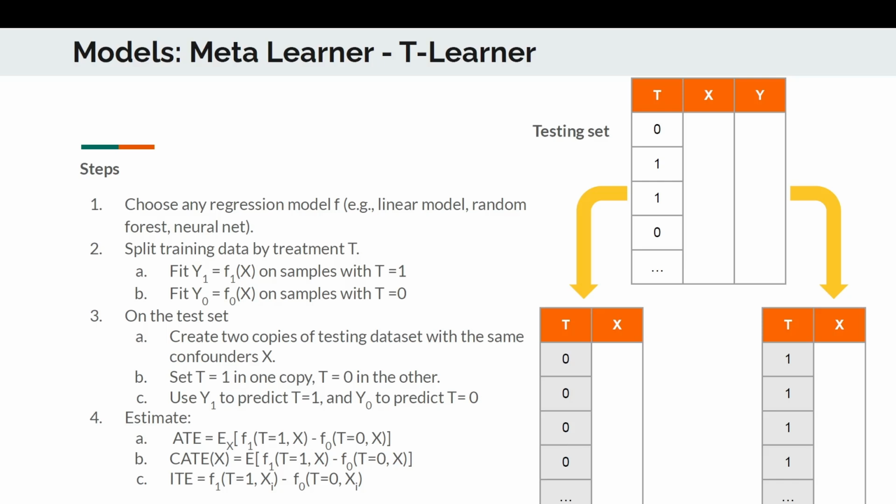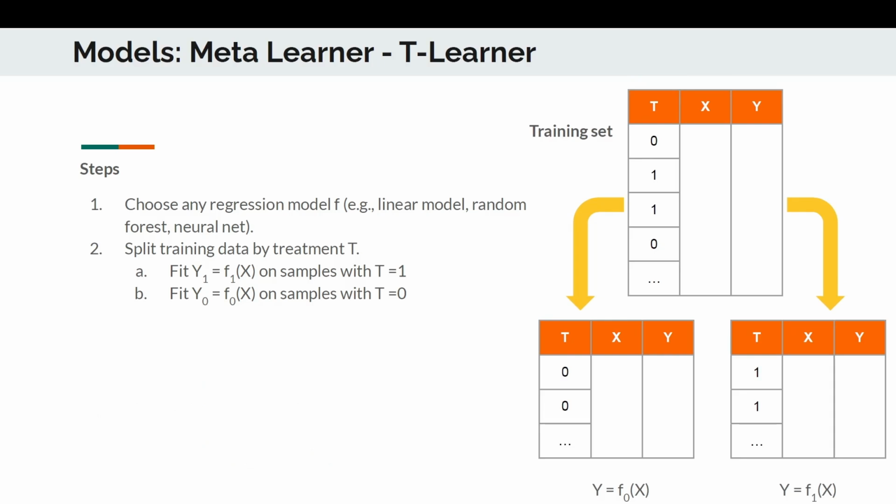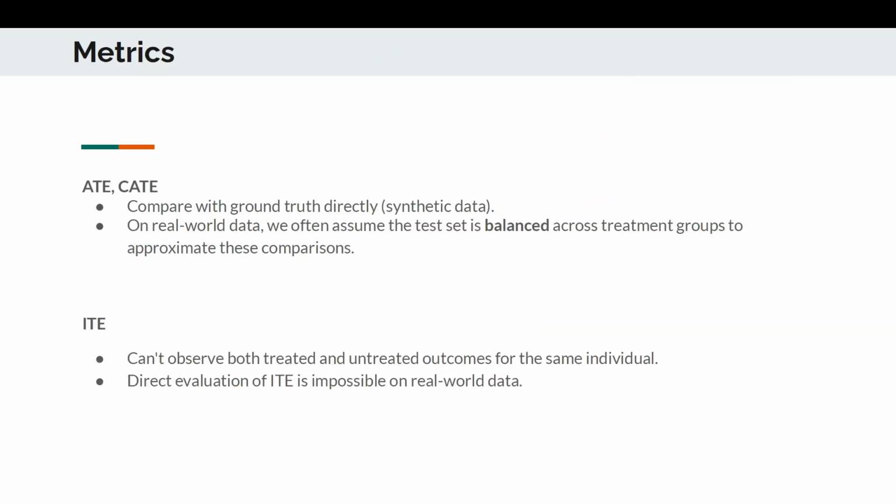And on the test set, we create 2 copies of the testing dataset with the same confounders, set T to 1 in one copy and 0 in the other. And we use the treatment 1 trained model to predict Y1, and the treatment 0 model to predict Y0. And that is how a T-learner works very briefly.